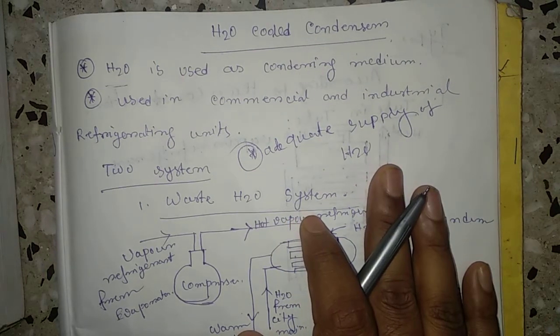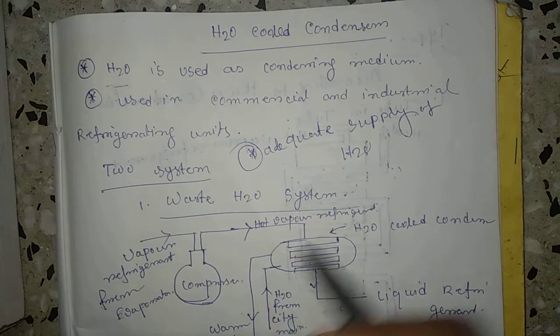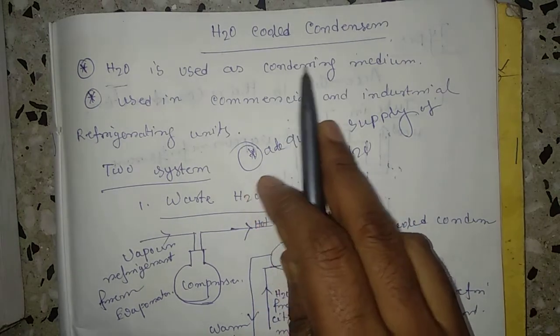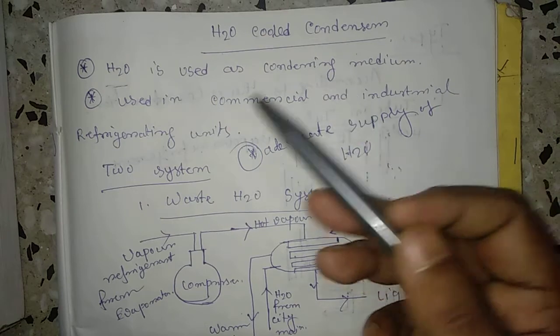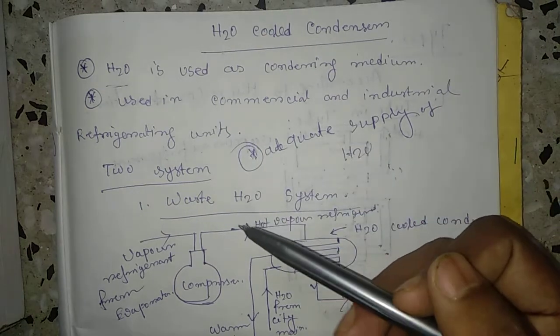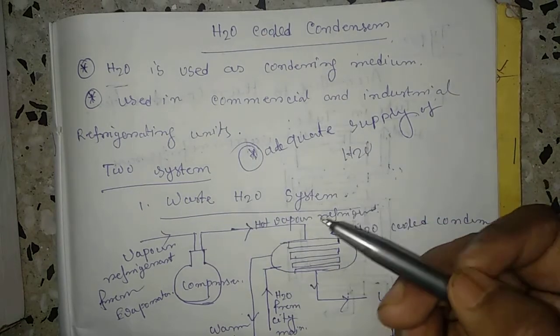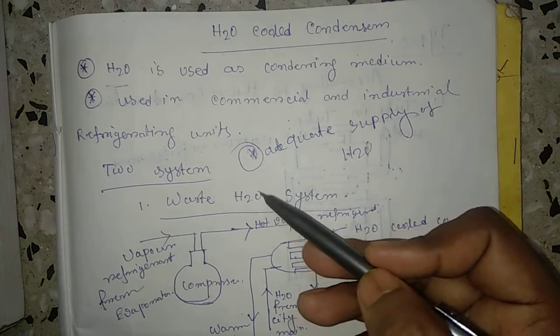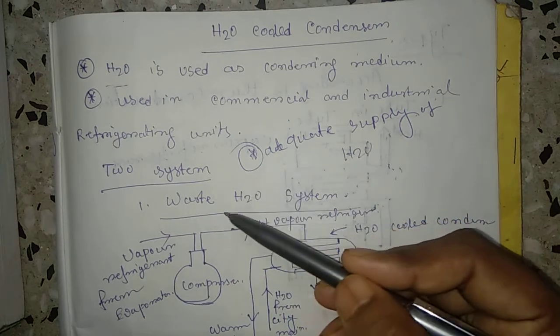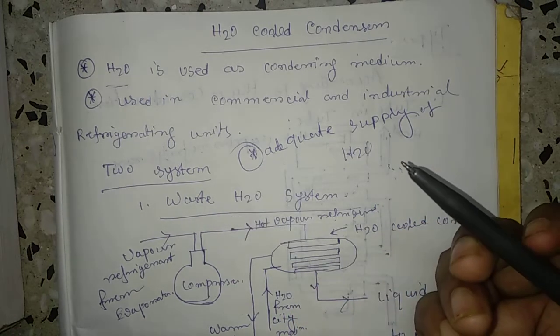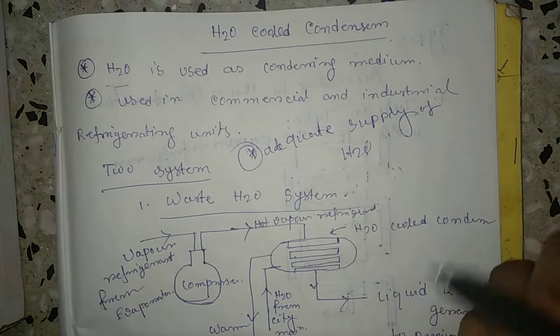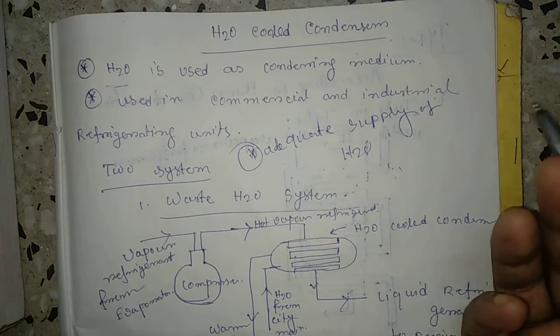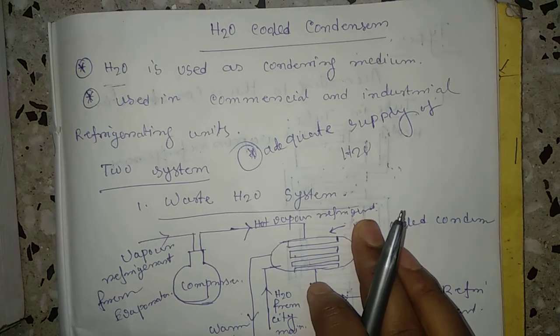Obviously it has the highest capacity, because with water cooling the condensing temperature is very much less compared to the air-cooled condenser, so the required work done or power for the compressor is less. Between water-cooled and air-cooled condensers, the efficiency of the water-cooled condenser is very much higher. No doubt about that.